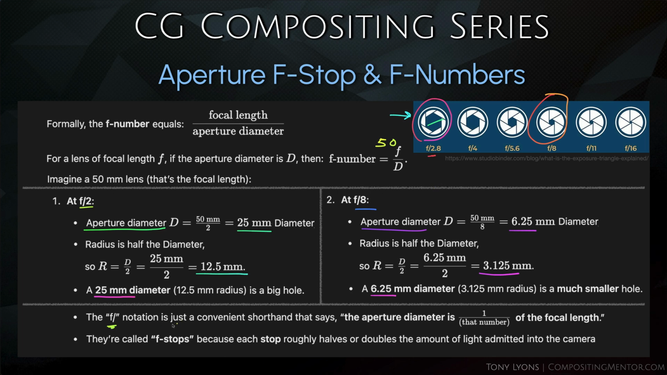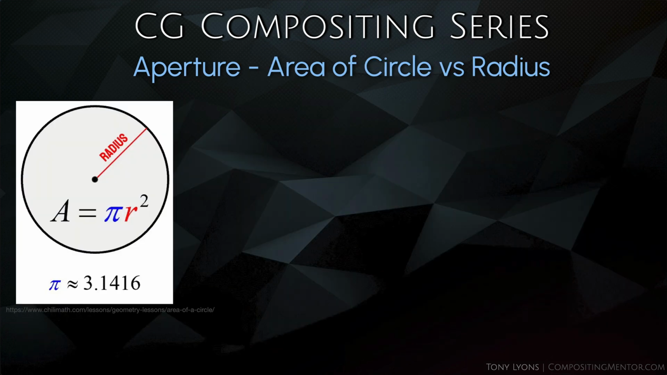So the f-divided-by notation is just a convenient shorthand to say the aperture diameter is some fraction of the focal length. So 1/2 of the focal length, or 1/8 of the focal length, or 1/16 of the focal length. And they're called f-stops because each stop, which would be one of these notches of the setting here, roughly halves or doubles the amount of light that is let into the camera. So I hope that clarifies things a little bit. This is basically a ratio of how big the circle opening of the lens is compared to the focal length of the lens. This is for sure the nerdiest part of the video, so brace yourself.